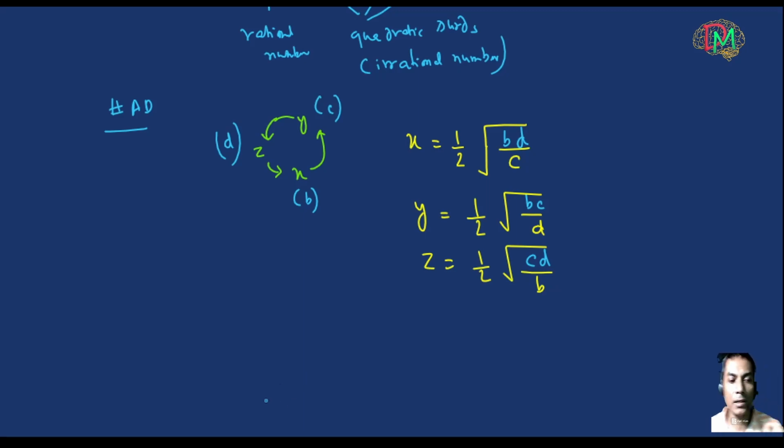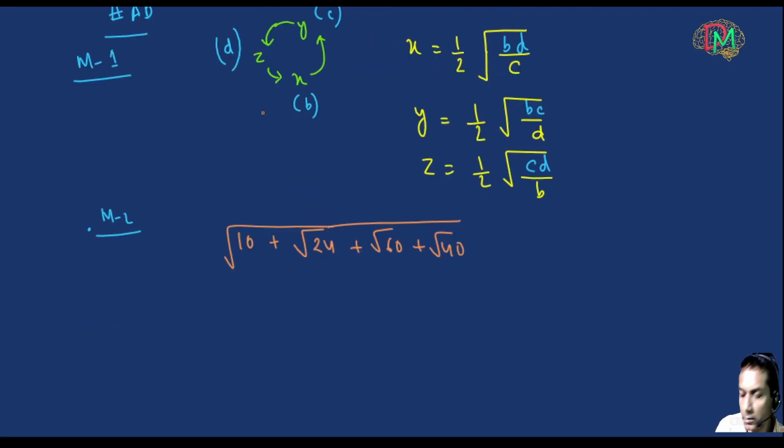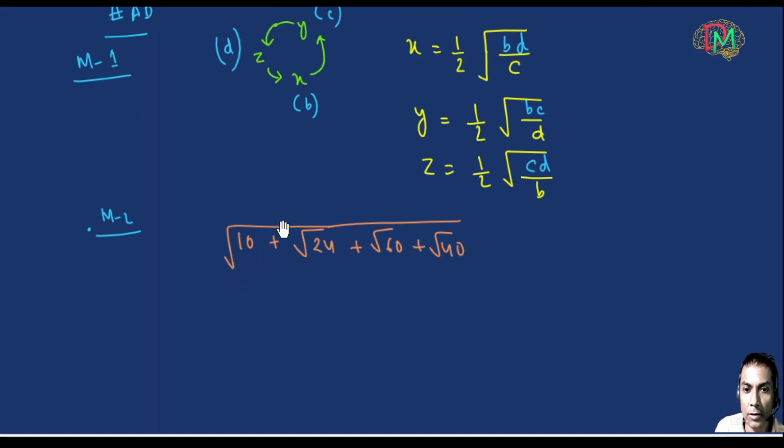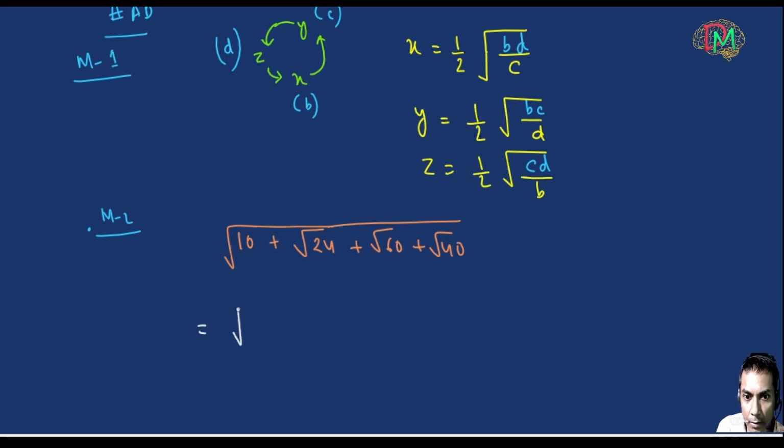What is the other method? Second method, method number 2. This was method 1. So for method 2, let's take one example: find the square root of 10 plus root 24 plus root 60 plus root 40. This is a trinomial, because three surds are there, a trinomial quadratic surd. Square root of the trinomial quadratic surd. How can you find it? Simply you can do this.